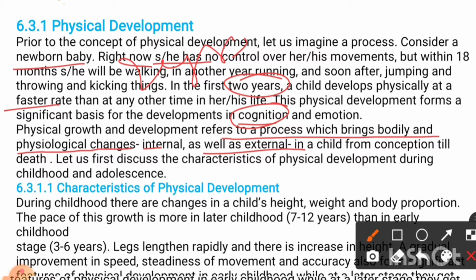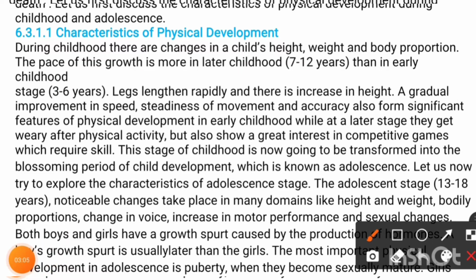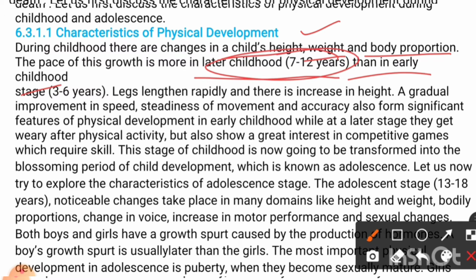So let us first discuss the characteristics of physical development during childhood and adolescence, one by one. If you look at the characteristics of physical development, during childhood there are changes in the child's height, weight and body proportion. The pace of this growth is more in later childhood, that is 7 to 12 years, than in early childhood, 3 to 6 years. Legs lengthen rapidly and there is an increase in height.